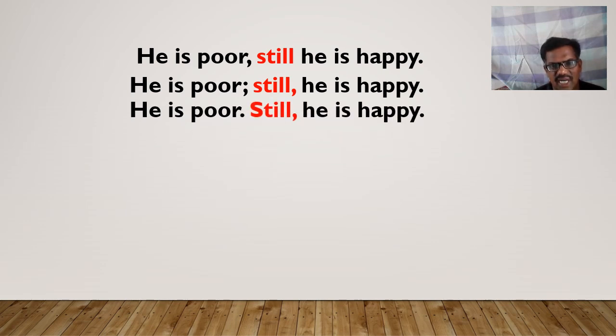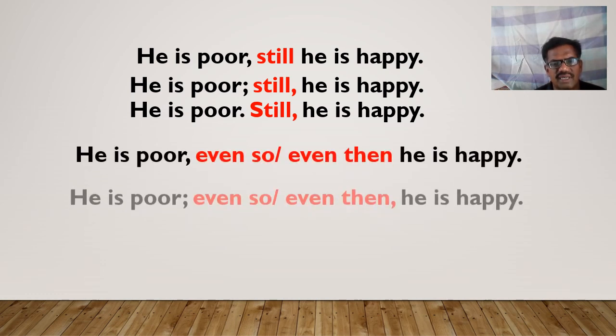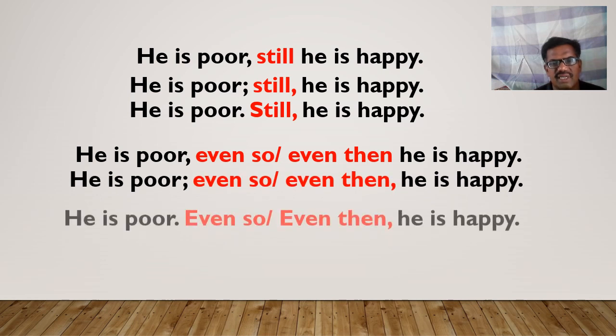But as a conjunctive adverb, it is preceded by a semicolon and followed by a comma. It can also be seen like this, as in the third sentence. That means it is seen introducing the second occurring sentence. Here still is separated by a comma. In the same way, even so or even then can be written.